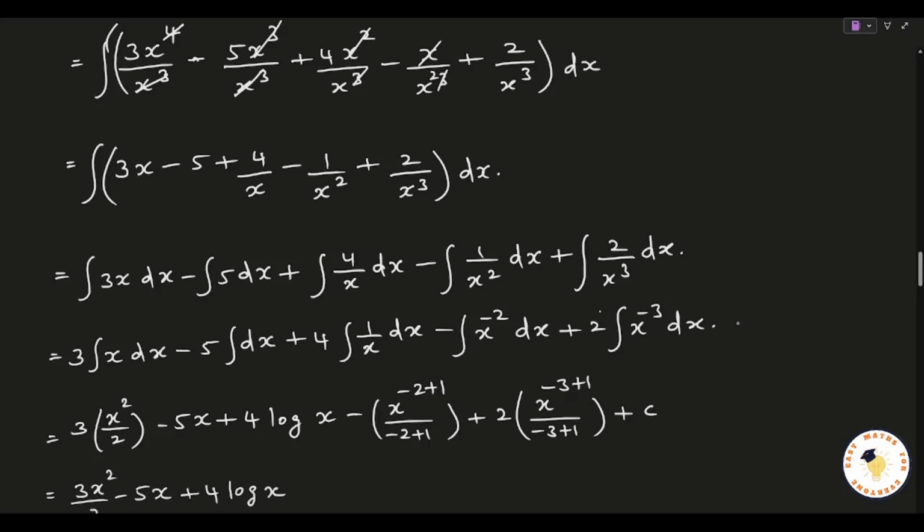Simplifying this further, we have 3x square by 2 minus 5x plus 4 log x. This term's denominator has a minus 1. That minus will change this minus to plus. So we have plus x power minus 1, which can also be written as 1 by x. Here this denominator has a minus 2. That minus will change this plus to minus. So minus 2 divided by, that minus we have taken, right? So 2 divided by 2, 2 and 2 get cancelled. X power minus 2 we will get. That can be written as 1 by x power 2 plus c.